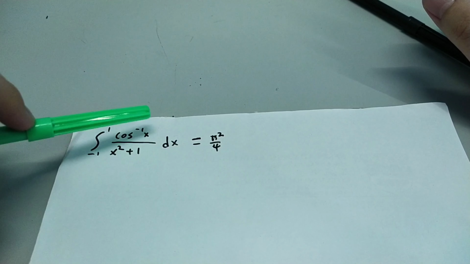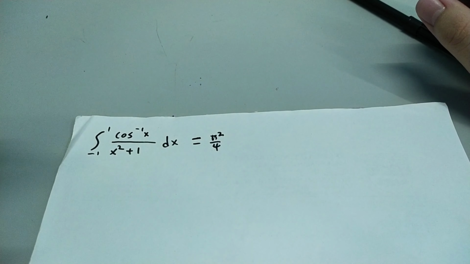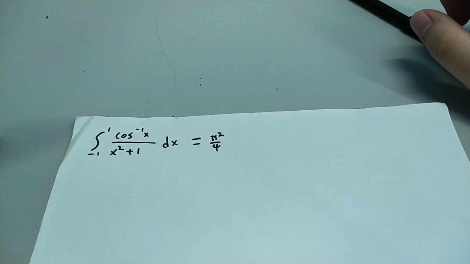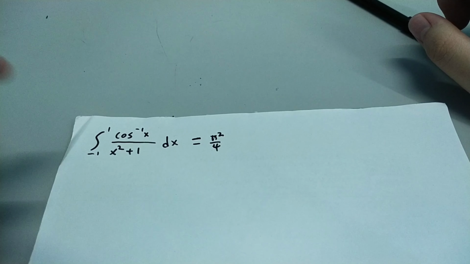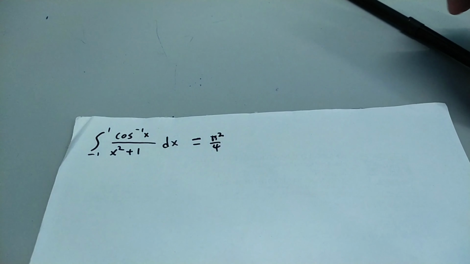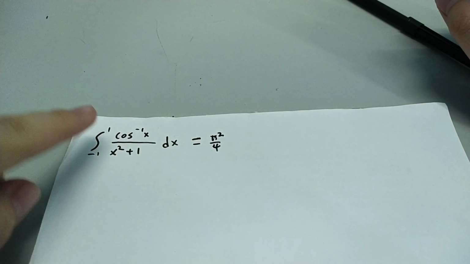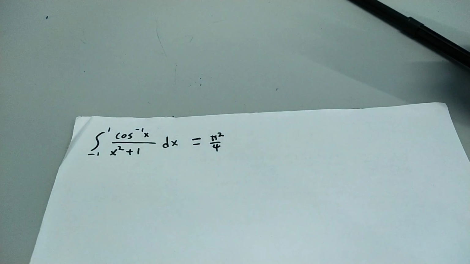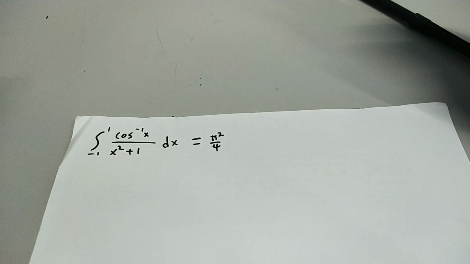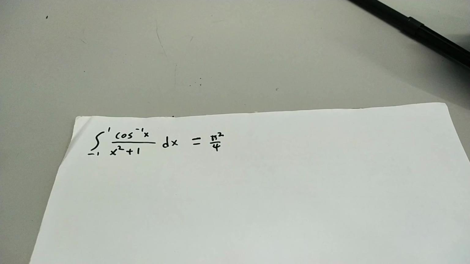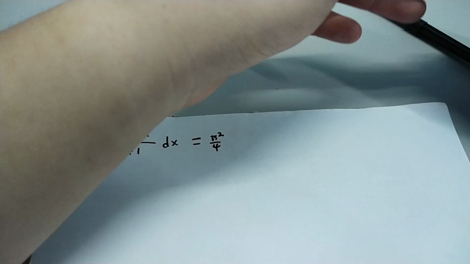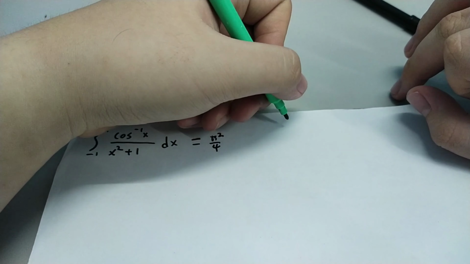Now, we can integrate inverse cosine of x using integration by parts. But to do that, we should differentiate the inverse cosine of x. At the same time, we can also integrate 1 over x squared plus 1, right? So to do integration by parts, let me just do a little trick.